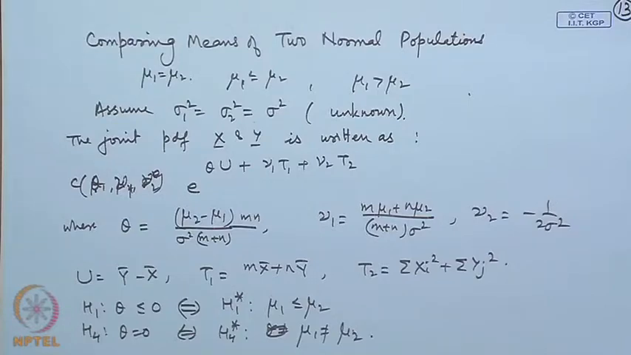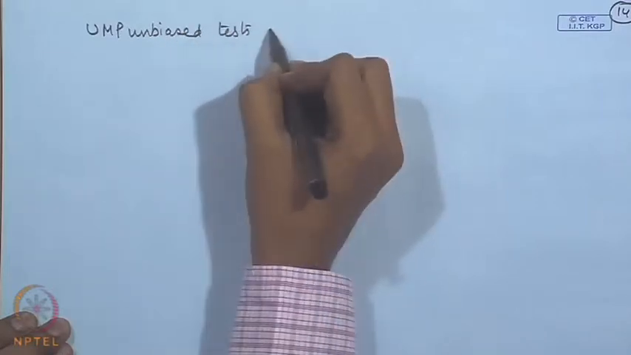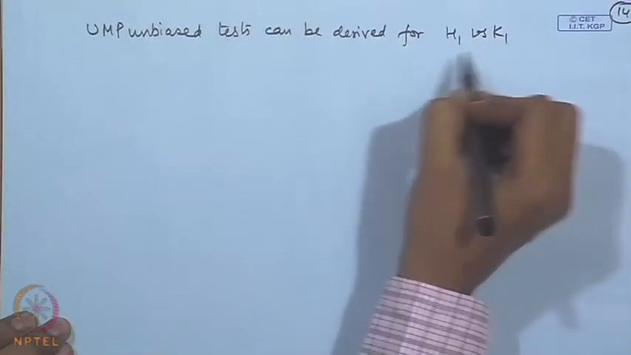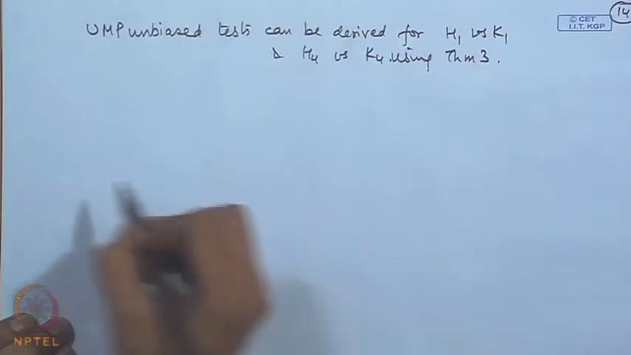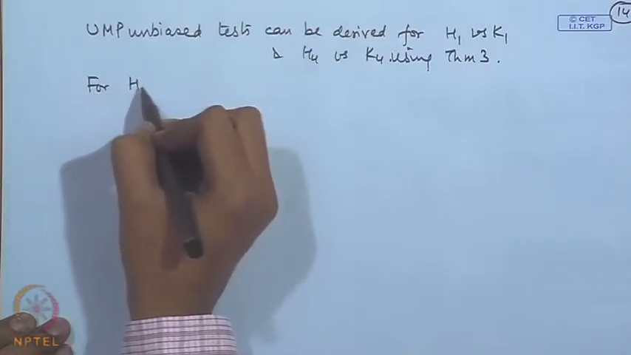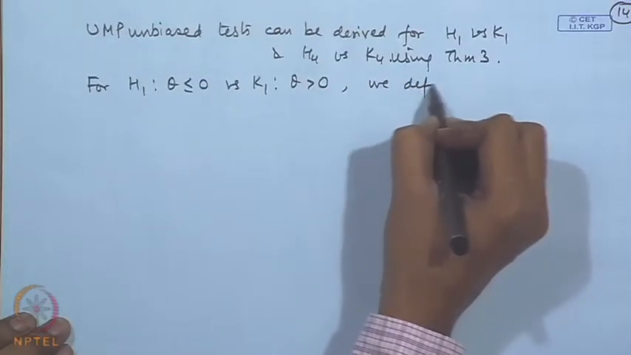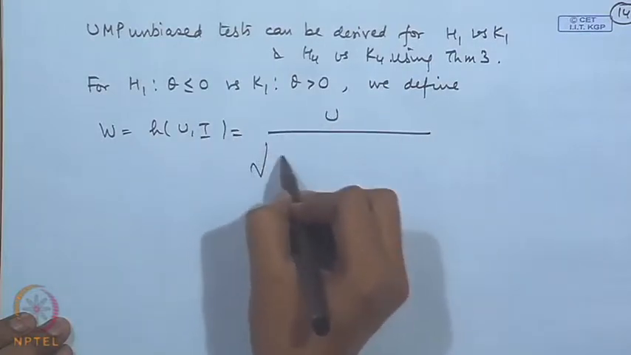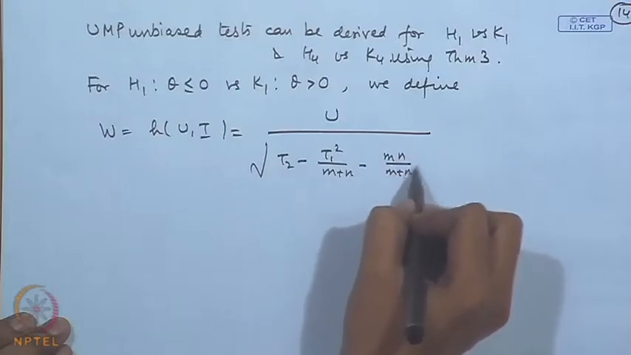So, once again we have the UMP unbiased tests here. UMP unbiased tests can be derived for H 1 versus K 1 and H 4 versus K 4 using theorem 3. So, if I consider the problem H 1: theta less than or equal to 0 versus K 1: theta greater than 0, we define the function w as u divided by the square root of t 2 minus t 1 square by m plus n minus m n by m plus n u square.